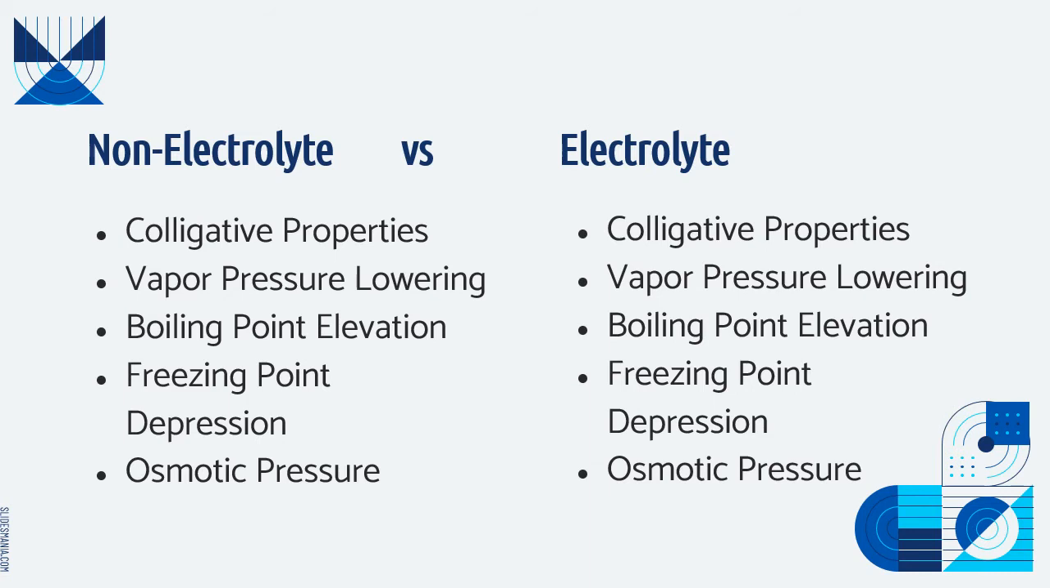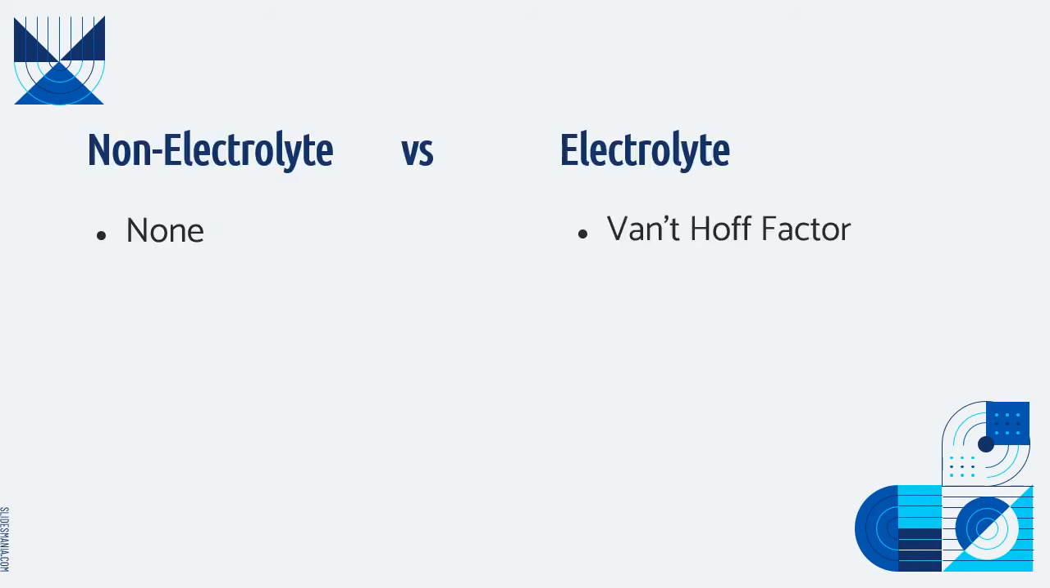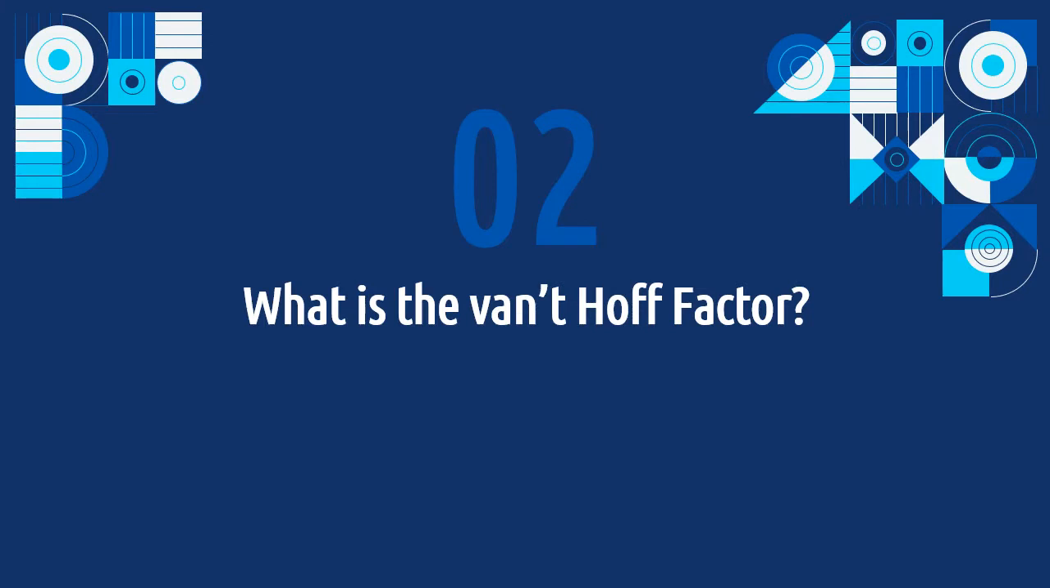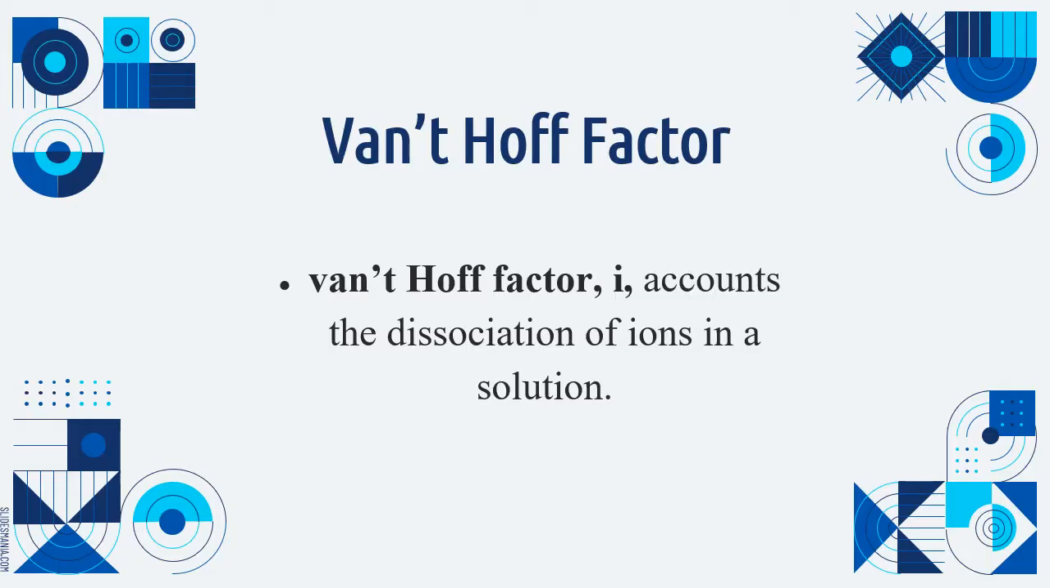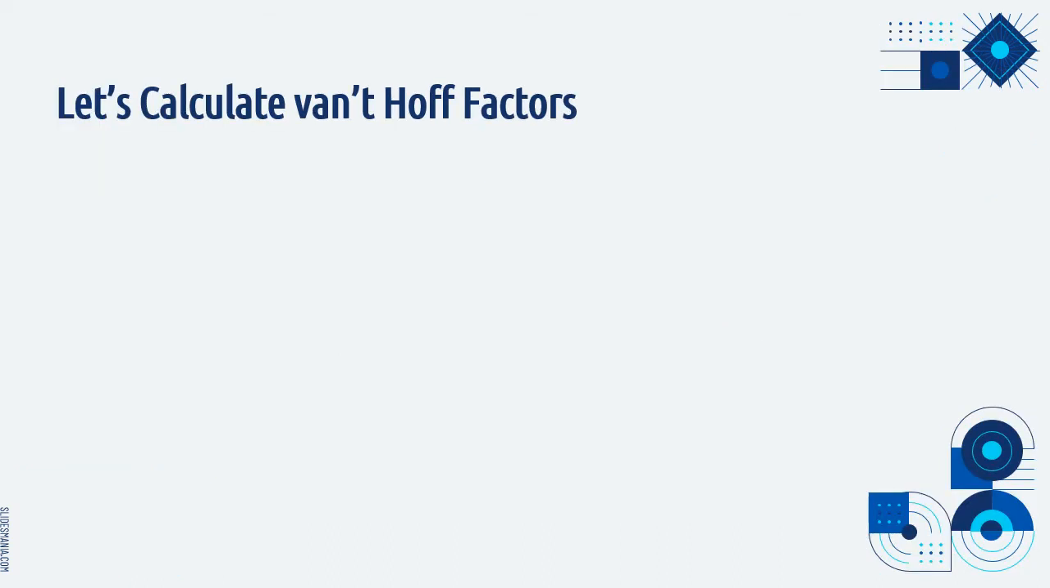But what makes them different? Well, because electrolytes dissociate into ions, we have to factor in the Van't Hoff factor. Whereas for non-electrolytes, we don't have a Van't Hoff factor. But what is a Van't Hoff factor? Van't Hoff factor i accounts for the dissociation of ions in a solution. Let's calculate Van't Hoff factors of the following compounds.